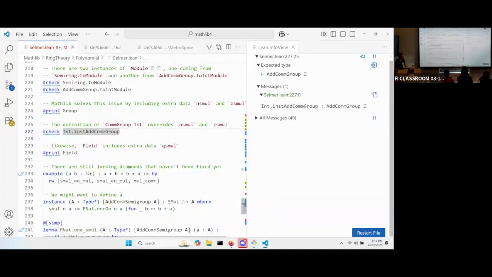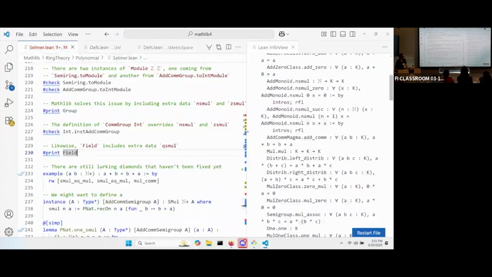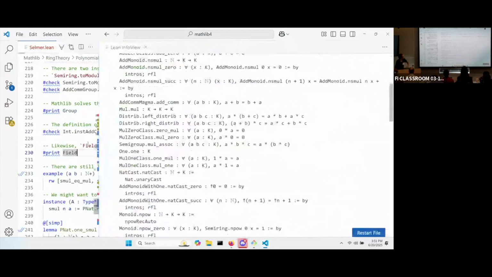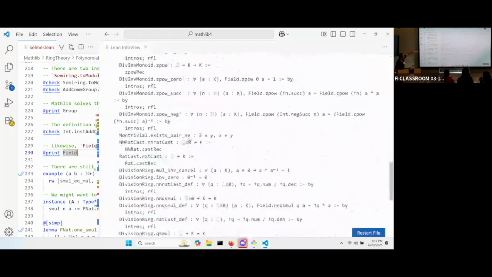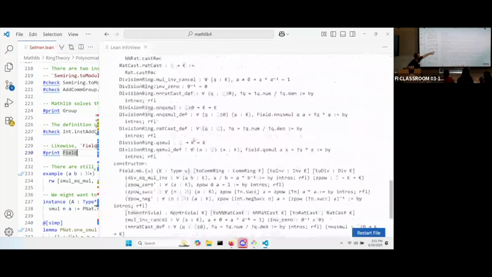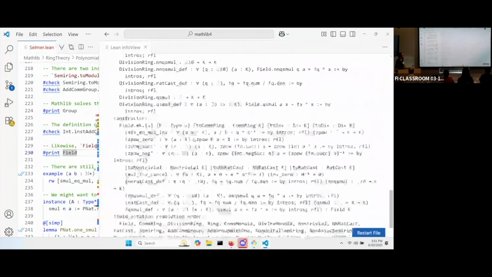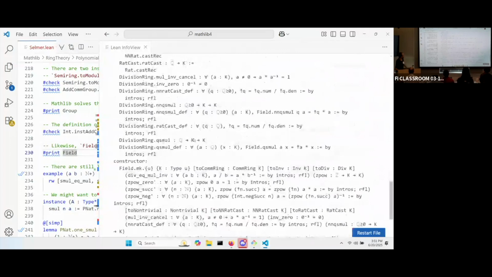I guess first of all, field. Here is print field. Here are all the axioms of a field in Mathlib. So it's got tons and tons of stuff. The one I wanted to point out is Q small. So here there was a diamond with Q being a Q module. So they said, okay, well, it's another diamond. Let's put another thing inside the field structure, and that solves the problem. It starts to get a bit absurd that this is the definition of a field in Mathlib, but it does solve the problem.